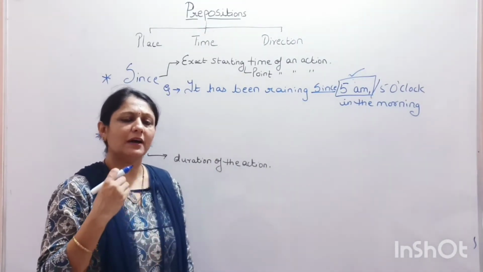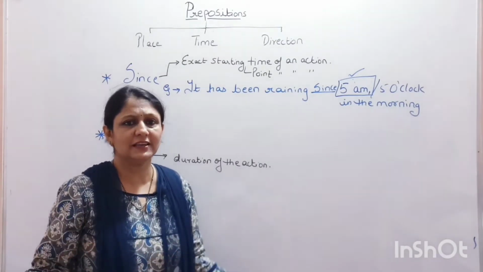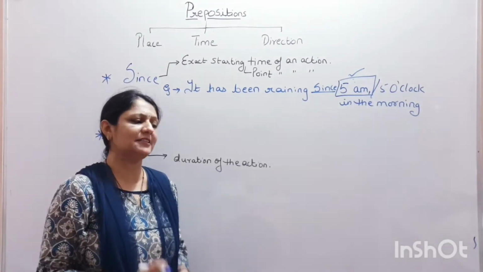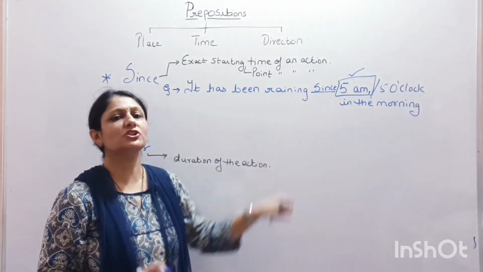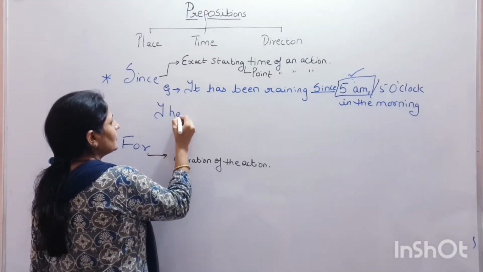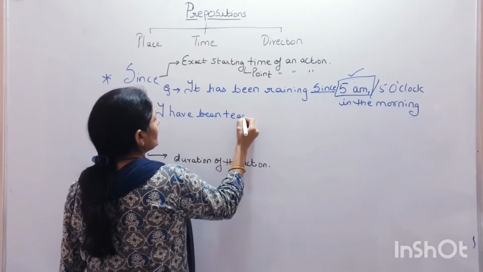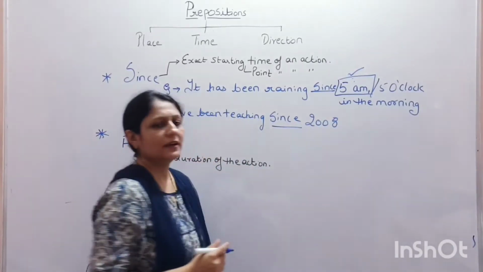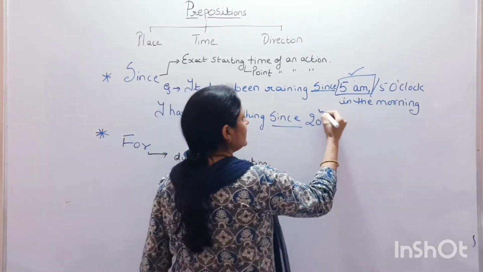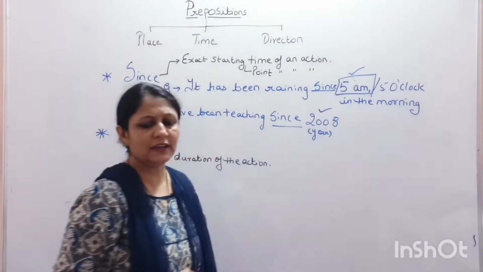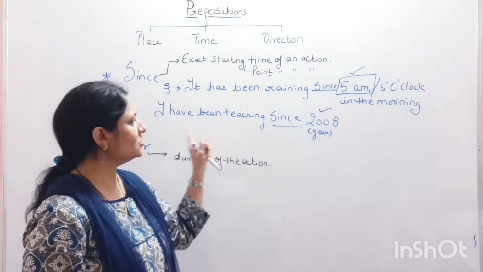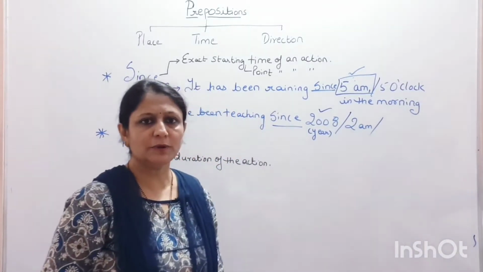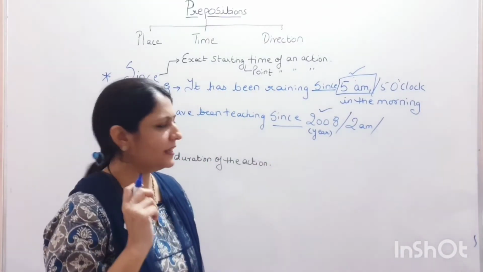Suppose I am a teacher and I am teaching from 10 years. But in this sentence, did I tell you from when did I start teaching? If I mean to tell you the exact year when I started teaching, I will use the preposition since. For example, I have been teaching since 2008. Can you see here? I am mentioning the exact year from when I started teaching. Now I can also use I have been teaching since 2 a.m. This can also be the option. Why? Because I have mentioned the exact time.